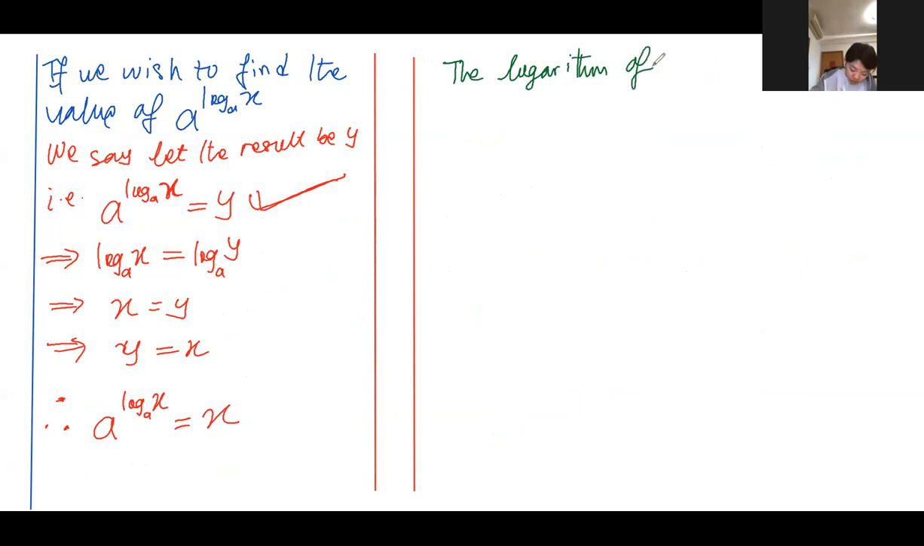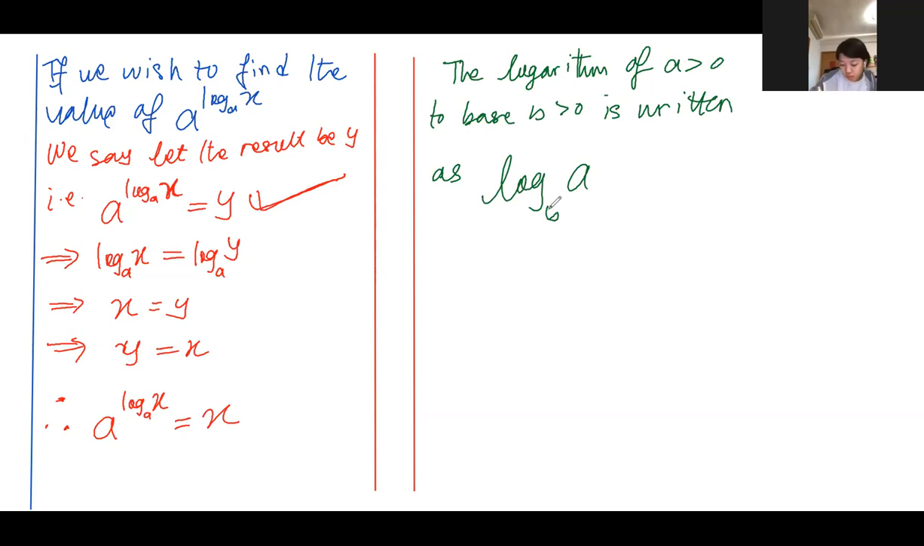And only be on a positive number. There's no logarithm of a negative number. The logarithm of a, which is greater than 0, to base b, greater than 0, is written as this: log A to base B. So this is the number and this is the base. This is the base of the log. Okay?